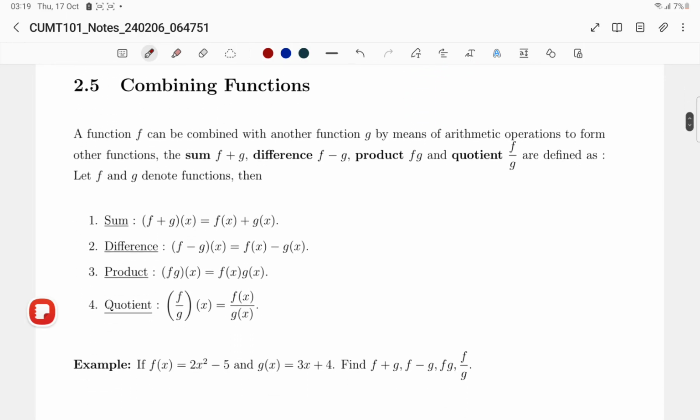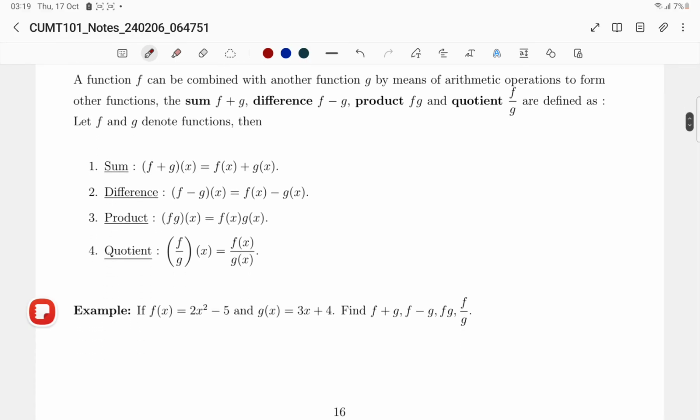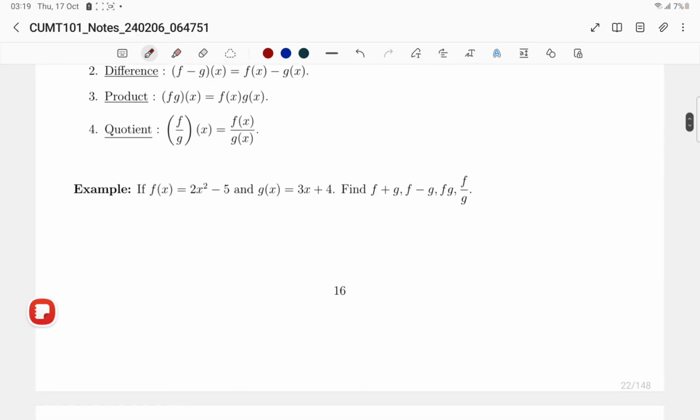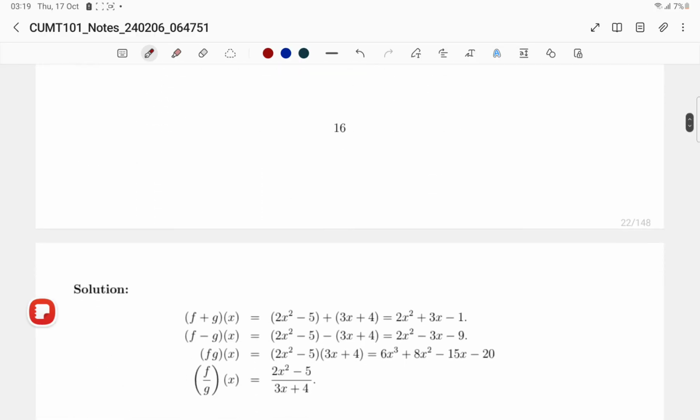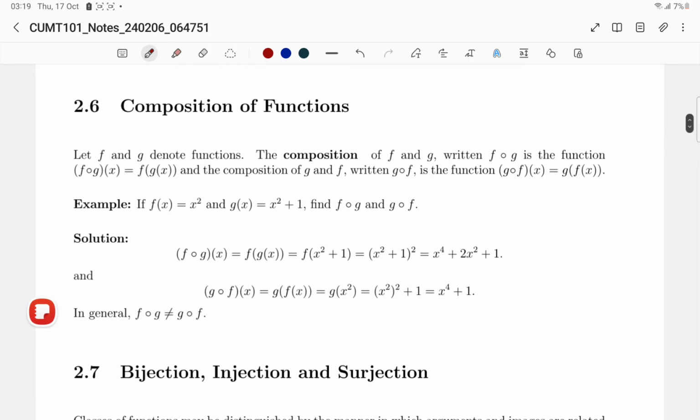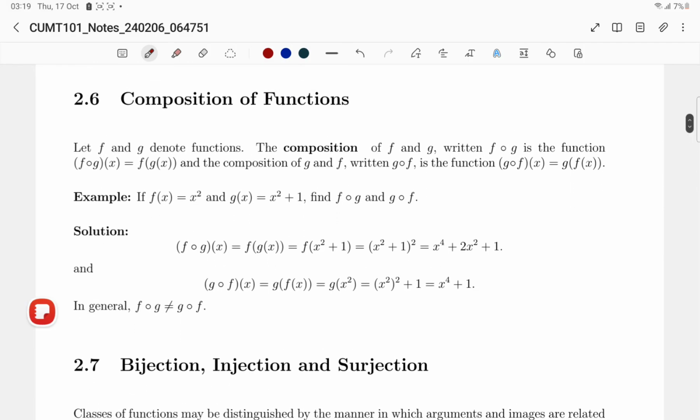Okay, so there is also combining functions with sums, differences and products. Functions can be combined by adding, subtracting, dividing, or multiplying functions. Then there's also composition of functions, where you'll be combining two functions.